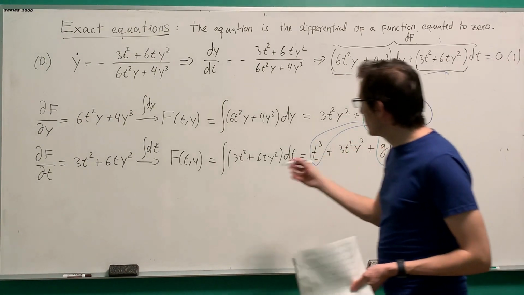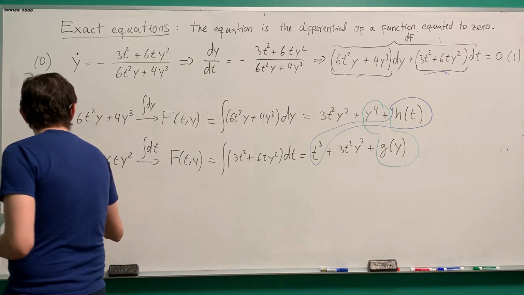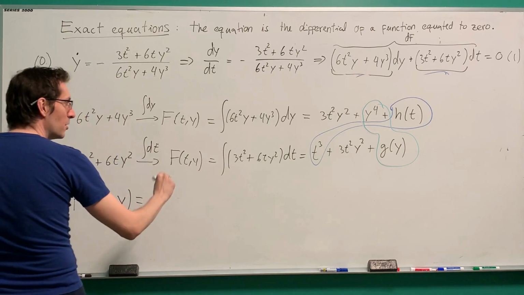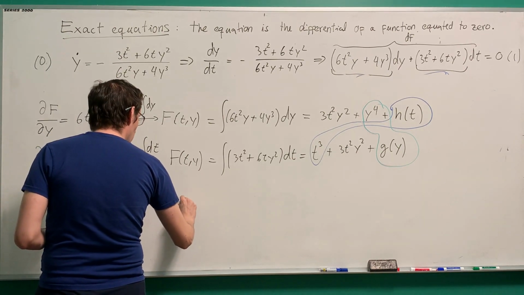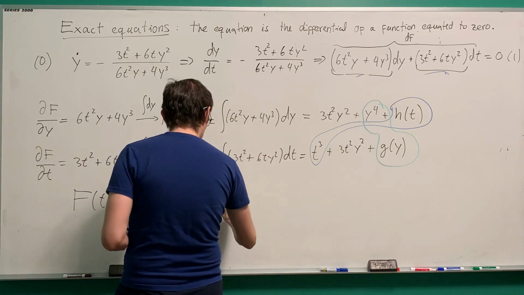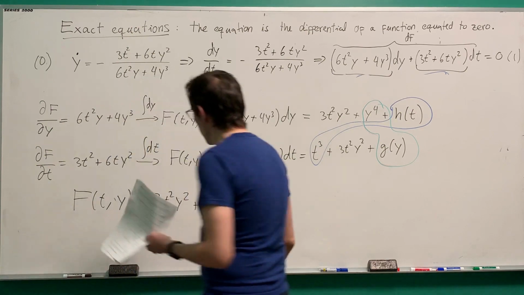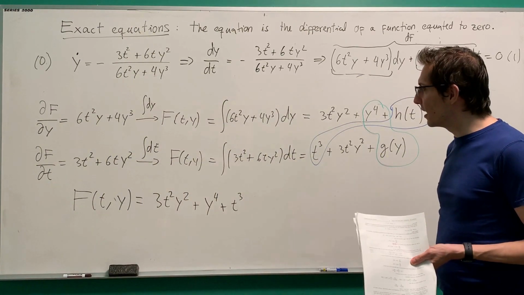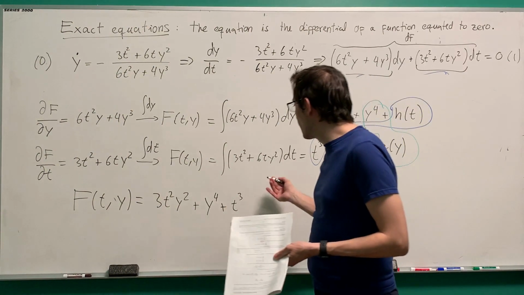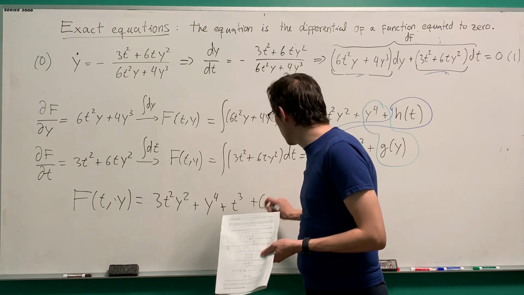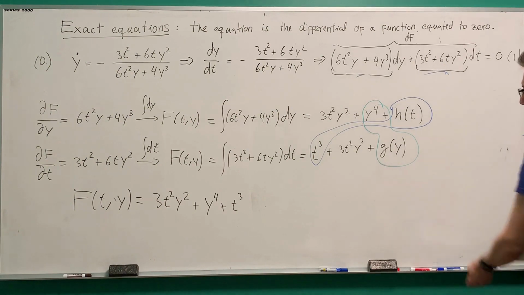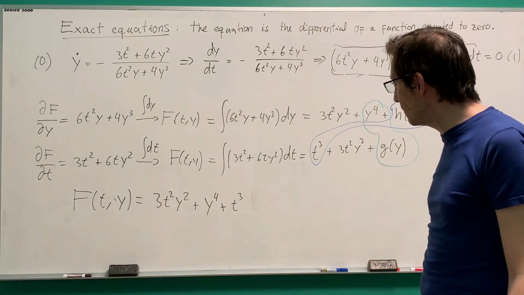So that means that I can write finally f of ty is equal to 3t squared y squared plus the two functions, y to the power of 4 plus h of t, that is t cubed. Of course, plus a constant if you want, but let's not write the constant, we'll put it in the final solution. But of course, there could also be constant factors. This is one solution for sure.